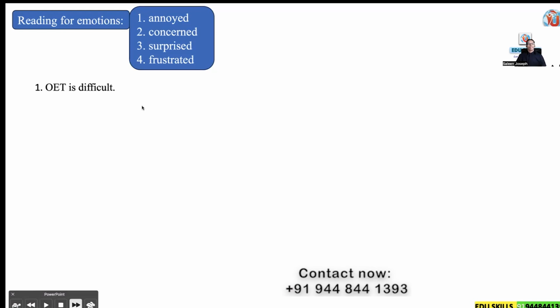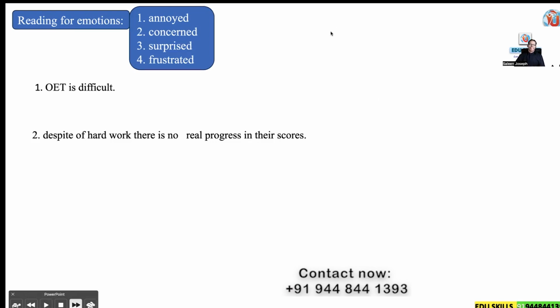Now, OET is difficult. Can you identify which emotion is expressed here? When I say OET is really difficult: frustrated. Yeah, frustrated. Okay. Then I say, despite hard work, there is no real progress in my score or in their scores. Is it surprised? When are you surprised? When you get A plus, 500 out of 500, you will be surprised. Is it annoyed? Annoyed means you get irritated. See that one: despite hard work, there is no real progress in the scores.